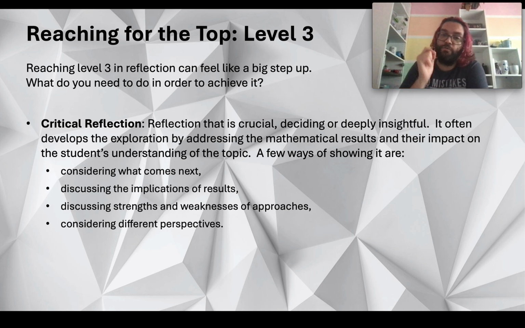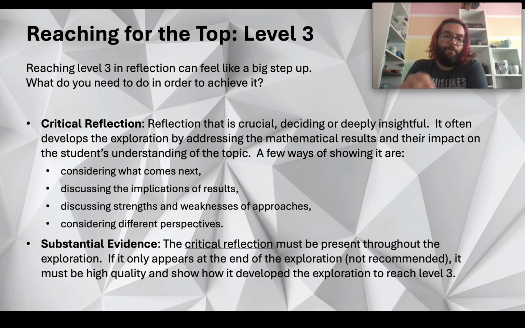Now, this next part is really, really important, okay? Because the rubric doesn't say for level 3 that you have to have evidence of critical reflection. You need substantial evidence of critical reflection. So the guide says critical reflection, to be substantial, must be present throughout the exploration, which means you've got to have multiple instances of this critical reflection. And then they say this other bit, which is, I guess, nice: if it only appears at the end of the exploration, not recommended. Those are my words, I put that in. It must be high quality and show how it developed the exploration.